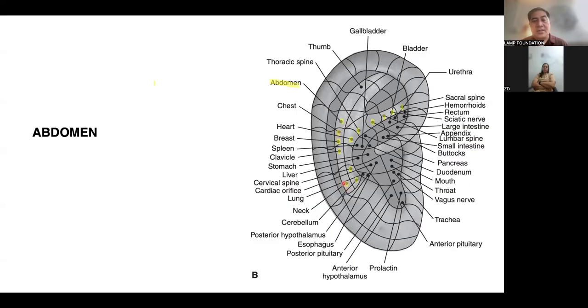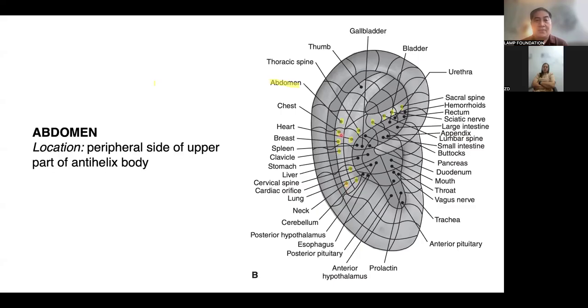So when it comes to the neck, you have to determine sa likod ba or dito. Okay. Make sense? Okay. Abdomen, peripheral side of the upper part of the antihelix body. Of course, it's good for abdominal pain and low back pain as well, and hernias. You know, hernia.